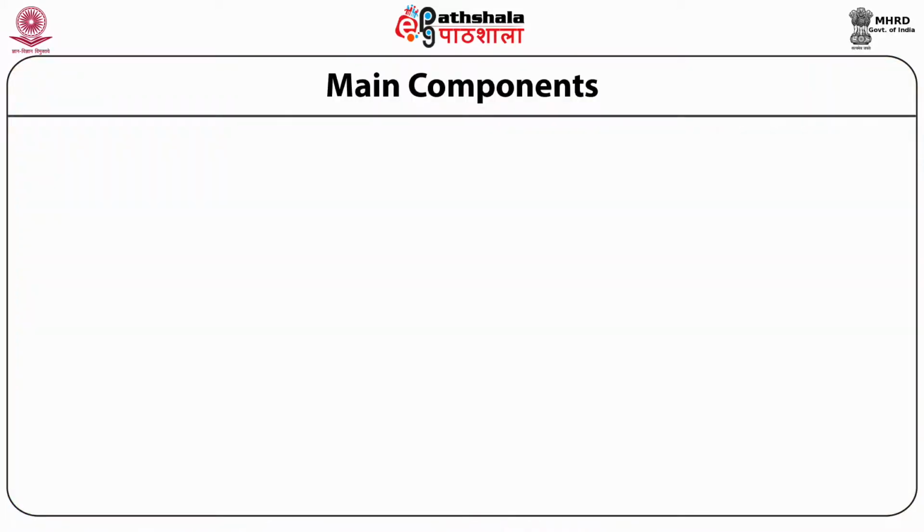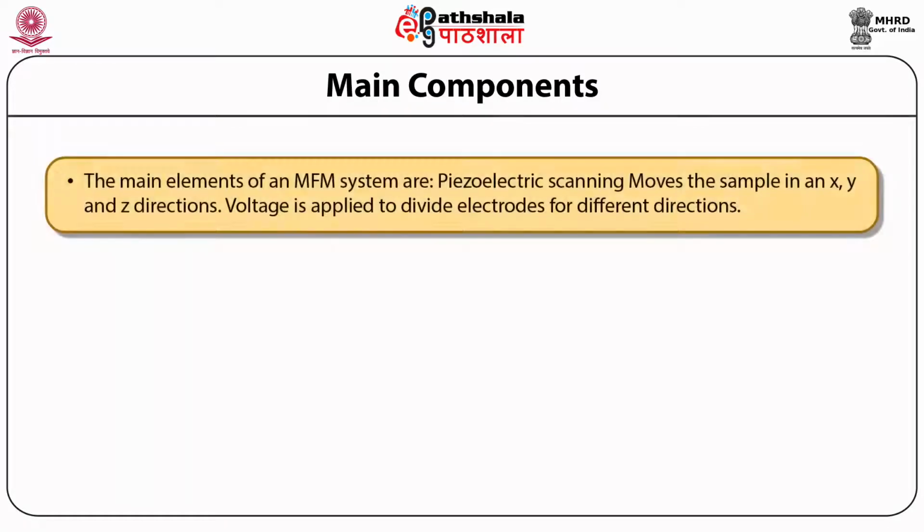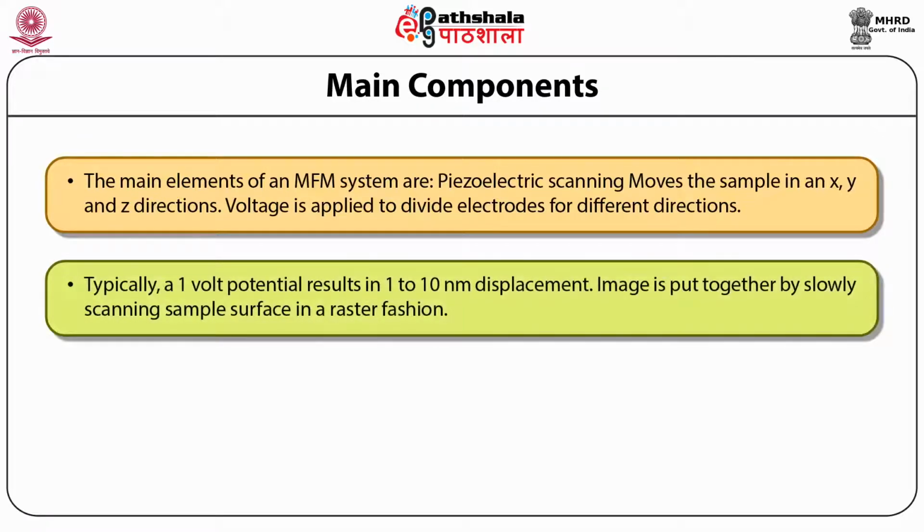The mechanism of this instrument's components: the main element of an MFM system is the piezoelectric scanning part. This moves the sample in the X, Y, and Z directions. Voltage is applied to divided electrodes for different directions. Typically, a 1 volt potential results in 1 to 10 nanometer displacement.